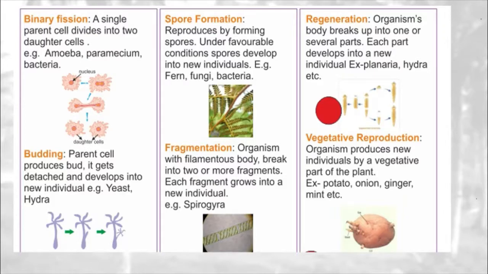Amoeba is a very good example of binary fission and yeast is an example of budding. Fungi is an example of spore formation. In Planaria, you can observe fragmentation, and even regeneration can be observed in Planaria. Vegetative reproduction happens in plants like potato, onion, ginger, etc.